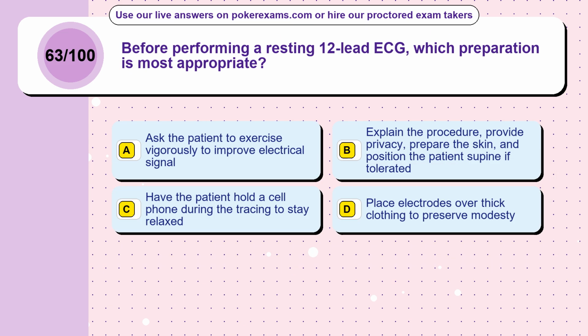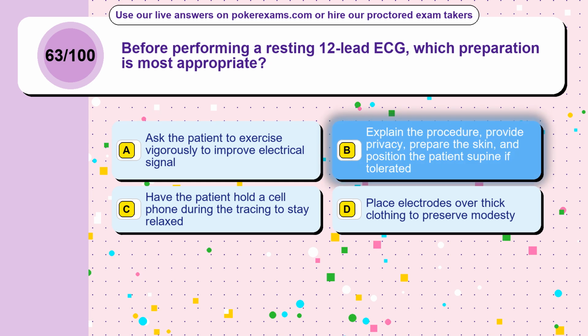Question 63. Before performing a resting 12-lead ECG, which preparation is most appropriate? Option A. Ask the patient to exercise vigorously to improve electrical signal. Option B. Explain the procedure, provide privacy, prepare the skin, and position the patient supine if tolerated. Option C. Have the patient hold a cell phone during the tracing to stay relaxed. Option D. Place electrodes over thick clothing to preserve modesty. The correct answer is option B.